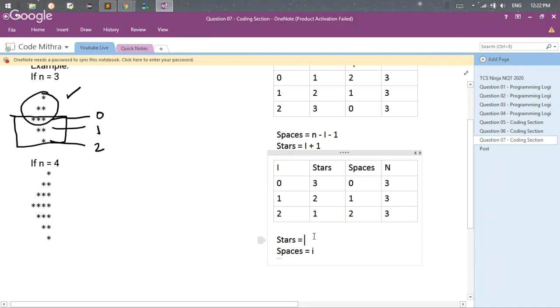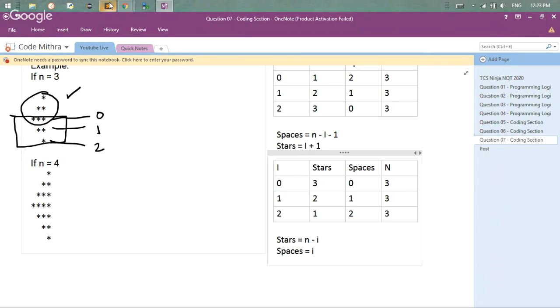And at this level, could the number of stars be n minus i? Because 3 minus 0 is 3, 3 minus 1 is 2, 3 minus 2 is 1. So the number of stars is n minus i. As simple as that.